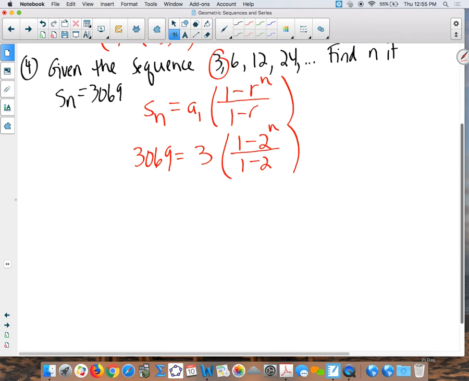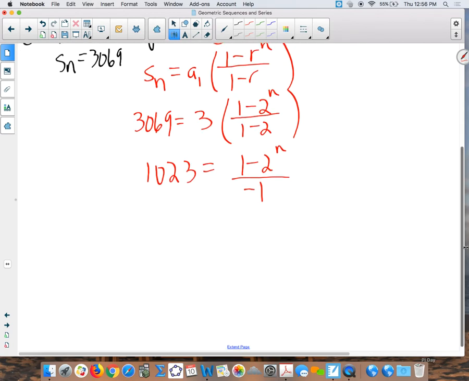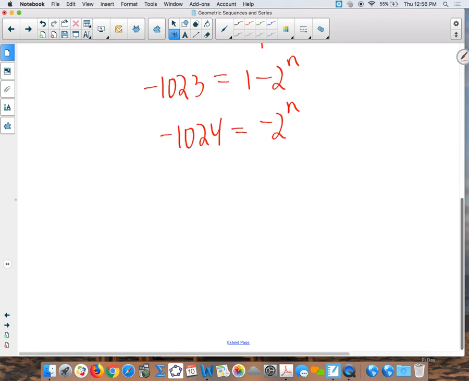So from here, we're just going to simplify. I'm going to divide by 3 first. So 1,023 equals 1 minus 2 to the n. And our denominator, 1 minus 2, I'm going to simplify that right now also to -1. I'm now going to multiply both sides by -1. So -1,023 equals 1 minus 2 to the n. I can subtract 1 from both sides. -1,024 equals -2 to the n. We're getting closer, almost done. Divide by -1. 1,024 equals 2 to the n.